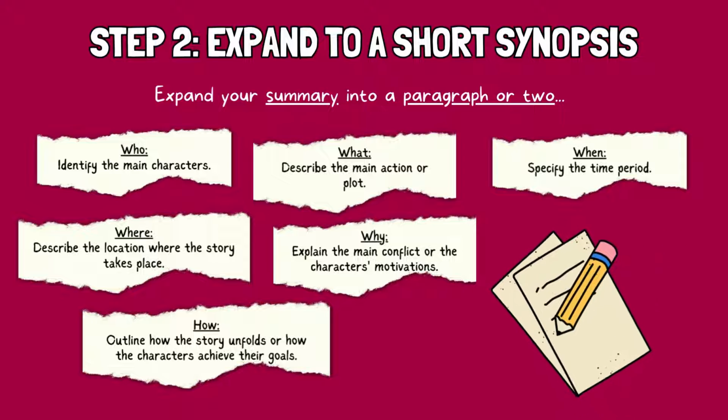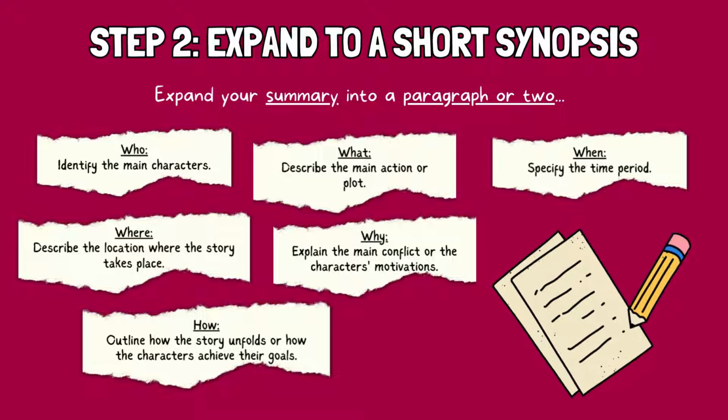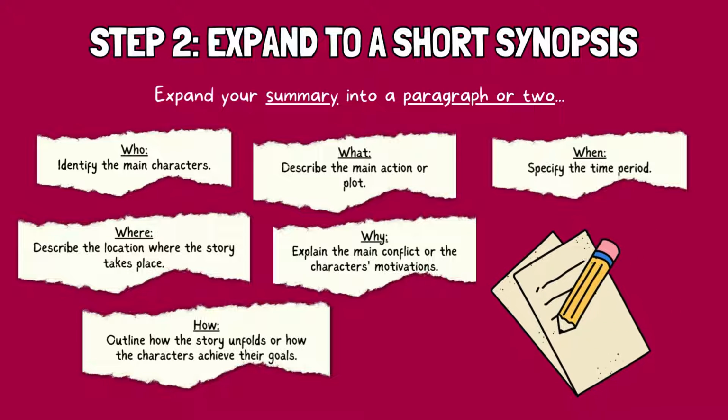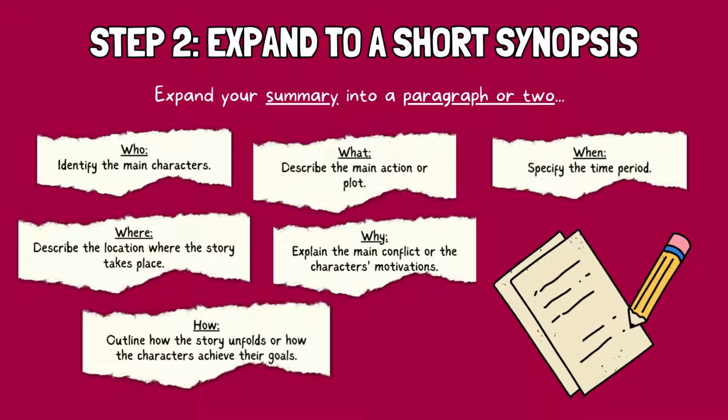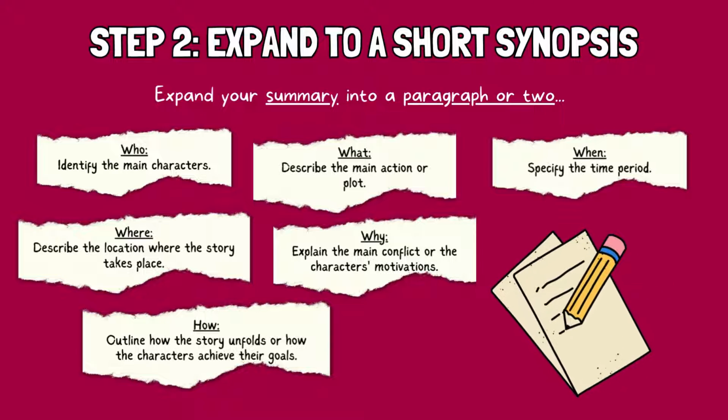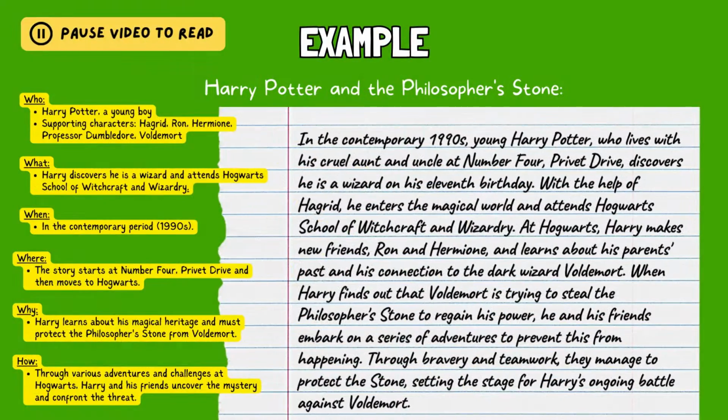Who are your main characters? What is the basic plot or storyline? When does the story take place? Where does it take place? Why does the main conflict occur? How does the story unfold, or how do the characters achieve their goals? Take a look at this example for Harry Potter and the Philosopher's Stone.